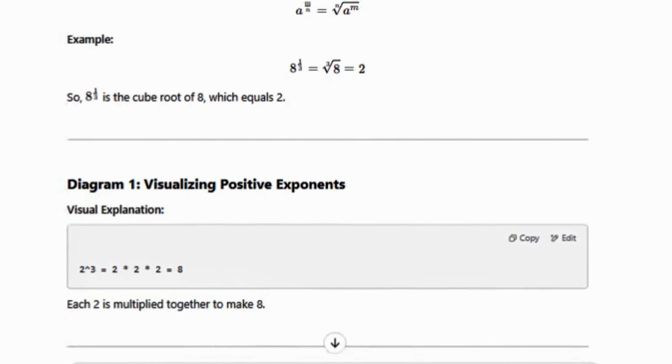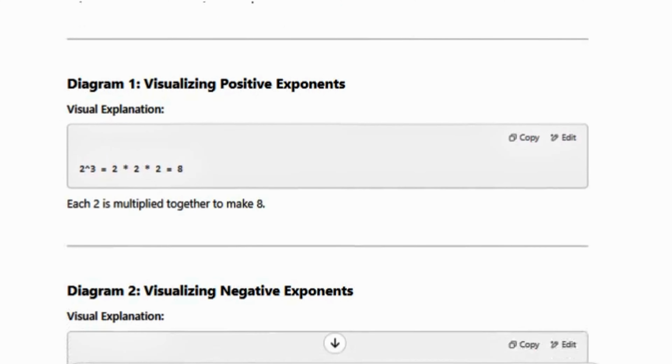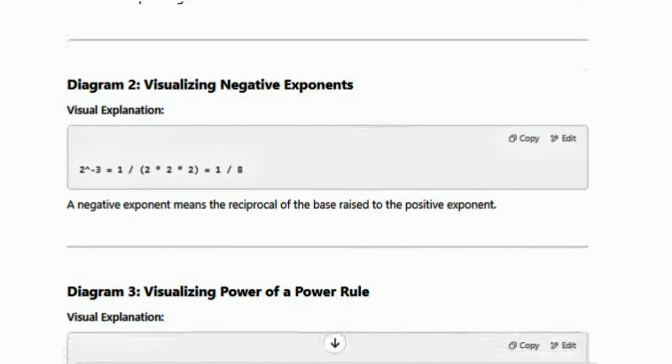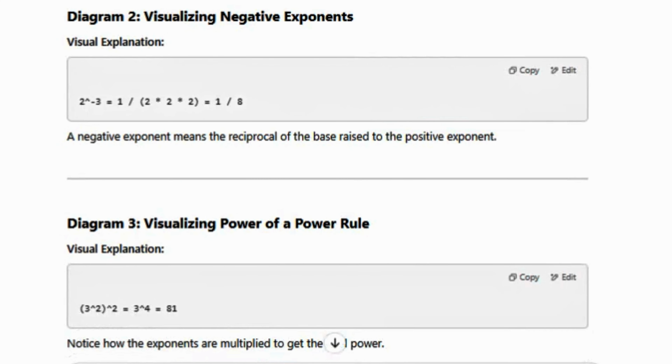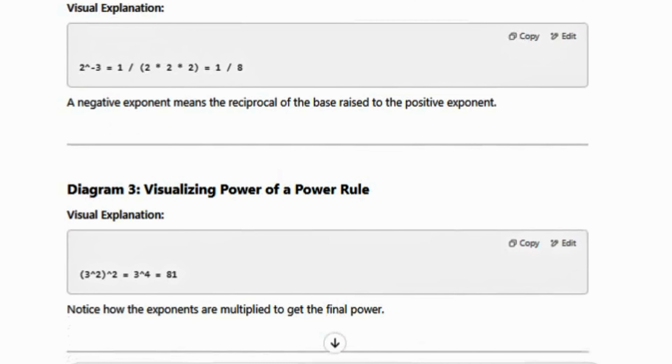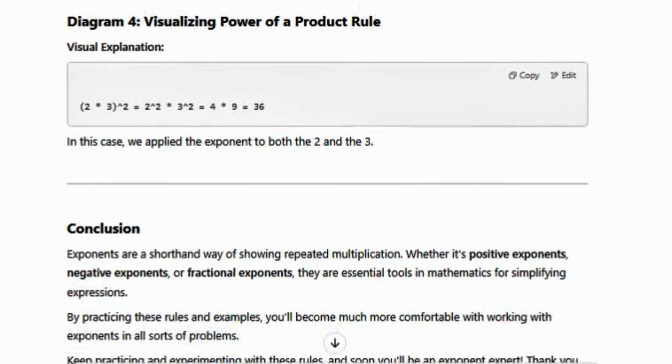Let's summarize the rules we've learned today. Positive exponents multiply the base by itself. Zero exponent, any number to the power of 0 is 1. Negative exponent, take the reciprocal of the base raised to the positive exponent. Product of powers rule, add the exponents when multiplying like bases. Power of a power rule, multiply the exponents when raising a power to another power. Power of a product rule, apply the exponent to each factor in the product.